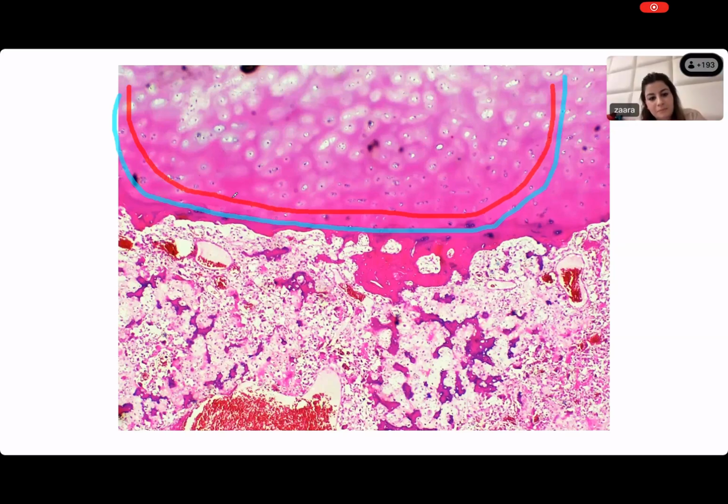Ma'am, I think it's the hyaline cartilage, that is the cartilaginous cap, from which the chondrocytes are permeating into the bone. Chondrocytes are coming into the bone. So this is the epiphyseal cartilage according to you, Zara, which makes bone. Cartilaginous cap. What is a cartilaginous cap? Can you explain to us, Zara?